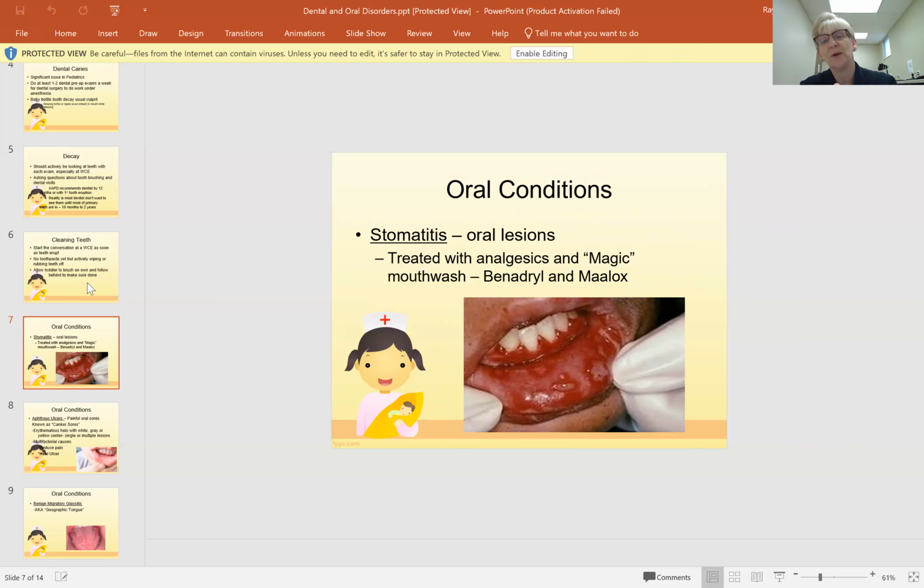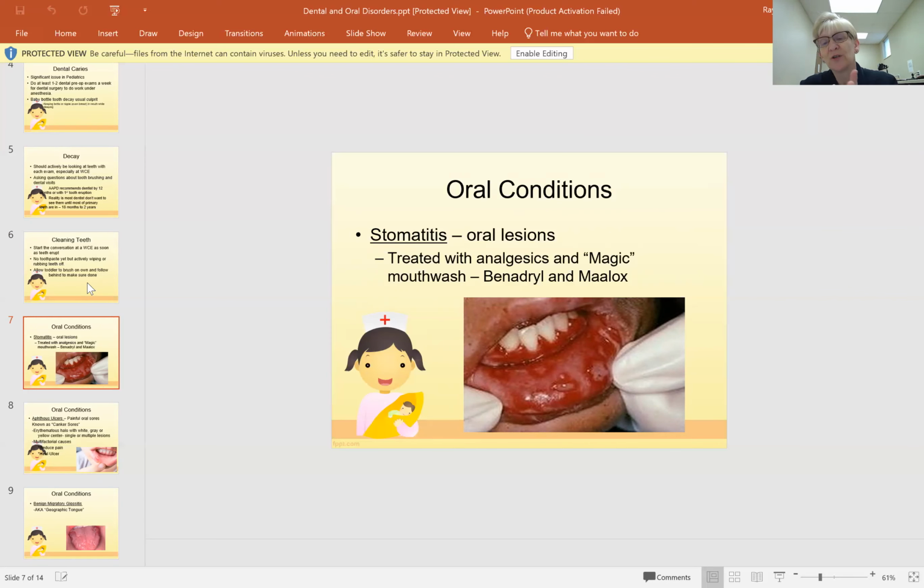You want to give them something for pain. Sometimes we'll use some magic mouthwash. If they can swish and spit, that's one thing. If they can't, it's totally different. So if they can't swish and spit, we're going to give them a mixture of Benadryl, Maalox, and maybe even some oral nystatin.